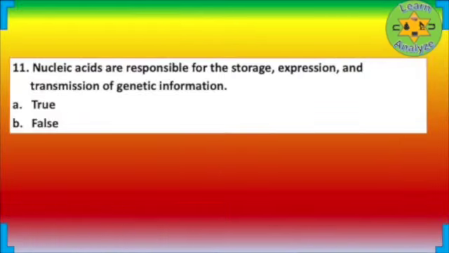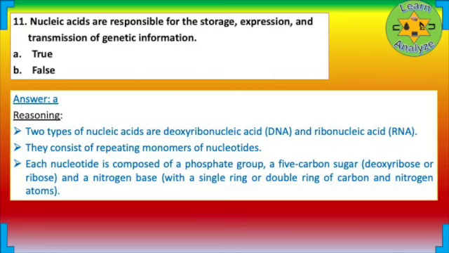Question number 11. Nucleic acids are responsible for the storage, expression, and transmission of genetic information. Option A true, option B false. The answer is A because two types of nucleic acids are deoxyribonucleic acid, DNA, and ribonucleic acid, RNA. They consist of repeating monomers of nucleotides. Each nucleotide is composed of a phosphate group, a 5-carbon sugar, deoxyribose or ribose, and a nitrogen base with a single ring or double ring of carbon and nitrogen atoms.